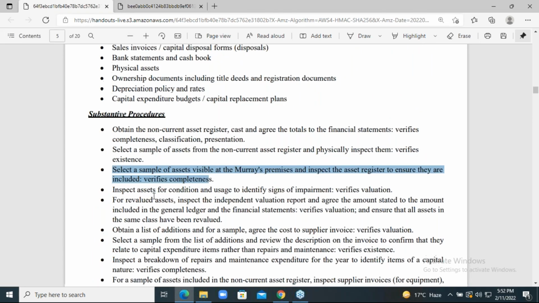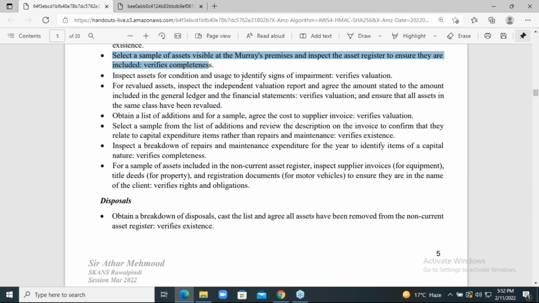Once again, inspect assets for conditions and usage to identify signs of impairment. Now this procedure can be included, but this is not as important, so you can skip that. For revalued assets, inspect. Now you are aware that this is an NGO and they are not going to revalue, so you can also skip that.